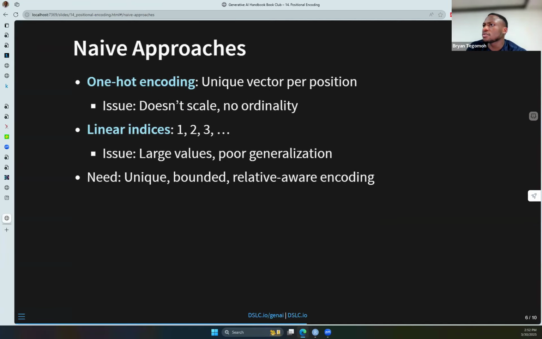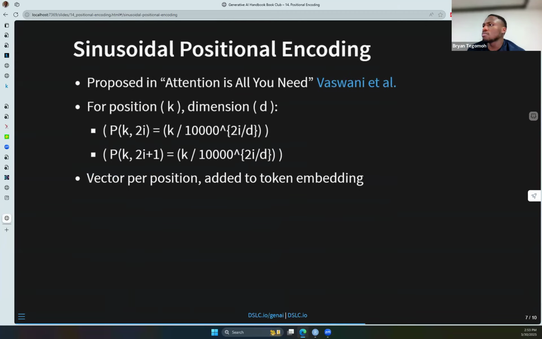So for the naive approaches, we have one-hot encoding, which essentially takes a unique vector per position. But the issue here is it's difficult to apply scaling laws. I think we're going to talk about scaling laws, is it next time or maybe the week after? And then there's no ordinality as well. Then we have linear indexes, but the issue there as well is the challenge with large values and poor generalization. So what we really need is unique, bounded, and relative-aware encodings that can be used more broadly.